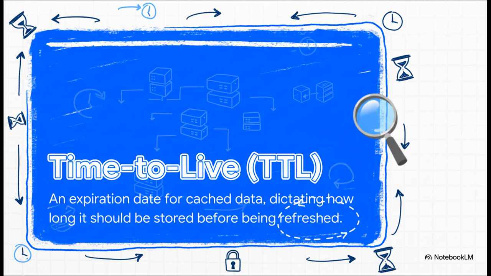But wait a minute, what if the data back in the warehouse changes? You don't want to be handing out old, stale information. That's where time to live, or TTL, comes into play. You can think of it like an expiration date on your cache data. We could set a stock price to have a TTL of, say, 5 minutes. After those 5 minutes are up, the cache knows that data is probably out of date and it's time to go get a fresh copy. It's the perfect balance between being fast and being accurate.